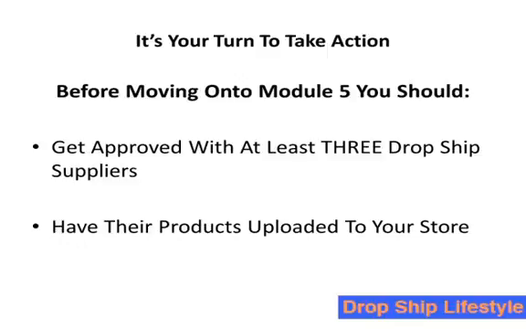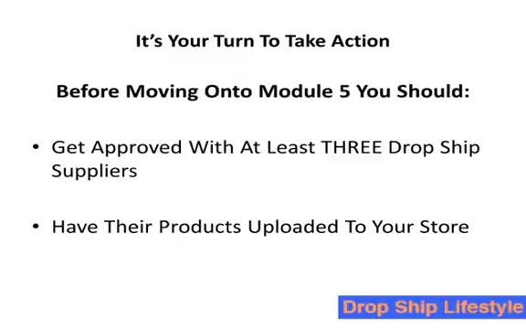Now it's your turn to take action. So what do I want you to do? Before you move on to Module 5, you should try to get approved with at least 3 dropship suppliers. Now, I'm hoping you have many, many suppliers on your master list. So there's a good chance you can get approved with a lot more than 3. And if you want to just keep going and getting approved before you move on, that's fine too. But some of you are going to want to go ahead and get your website completed and up on shopping websites to start getting traffic and sales. So if you're going to do that, just please get approved with at least 3 drop shippers and make sure you have their products uploaded to your store before you move on to Module 5.